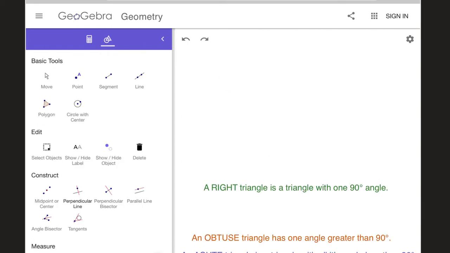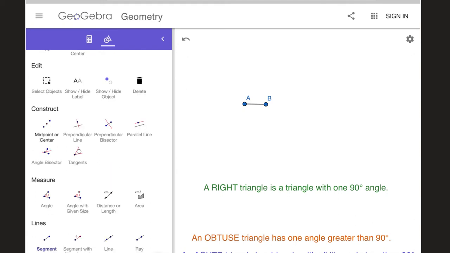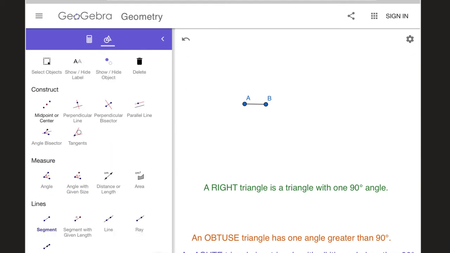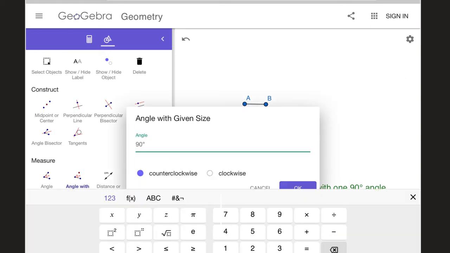All right, our next triangle we're going to look at is a right triangle. And a right triangle is a triangle with one 90-degree angle. So let's create this triangle with one 90-degree angle. This is a little trickier. So we start with a segment. I clicked on the segment button there, and here is my segment. And then if you scroll down to angle with given size right there, we're going to do that. Tap A, tap B, and it is 90 degrees.